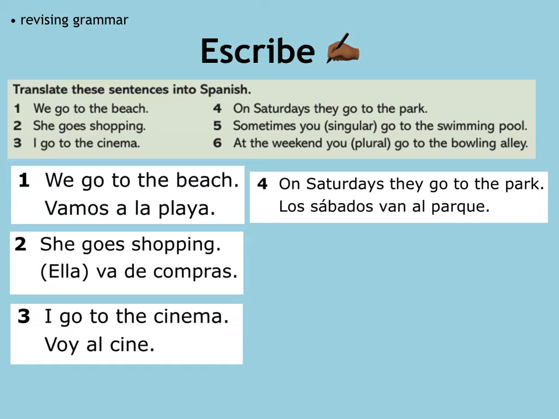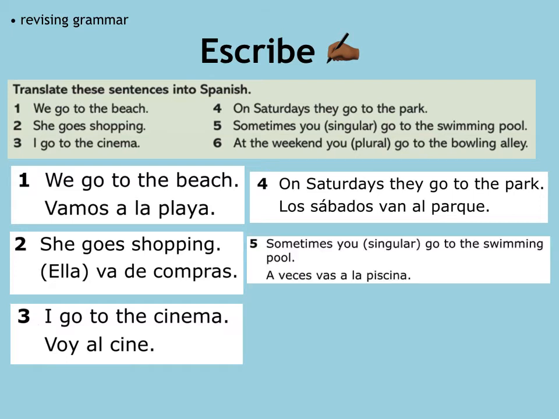Número 5. Sometimes you, singular, meaning you one person, not you all, sometimes you go to the swimming pool. That would be a veces vas a la piscina. So a veces is something you learnt quite a while ago. I wonder if you remembered that. Give yourself half a mark if you didn't get the a veces.